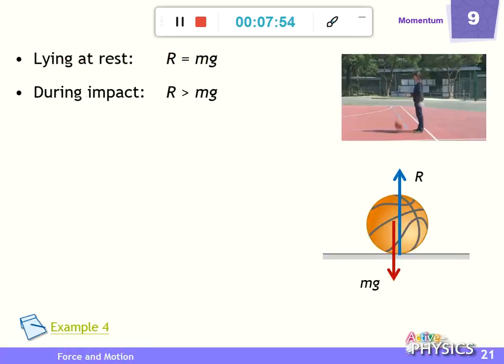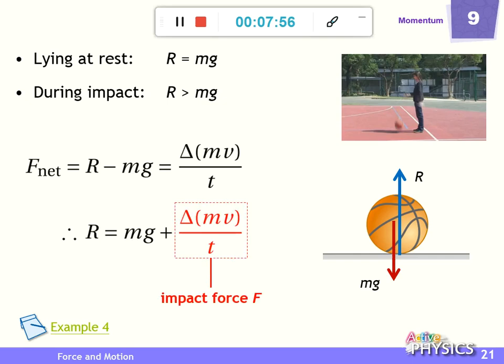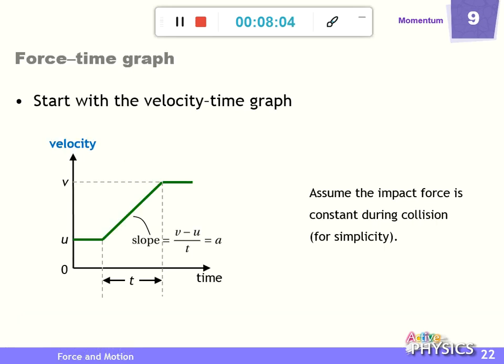Okay, this one is example 4. Okay, next one. Force time graph. Okay, force time graph. What happened? You just need to know the physical quantities, and then you try to draw the graph.